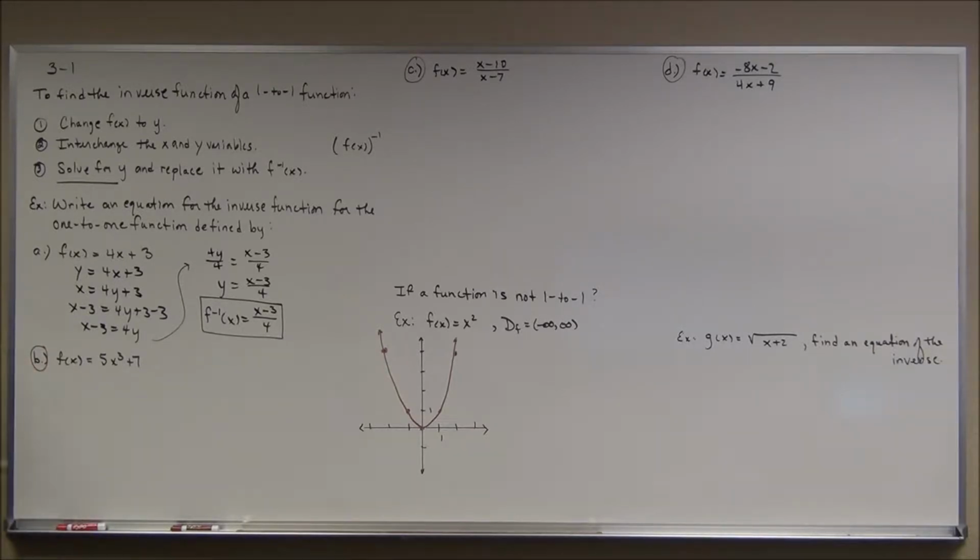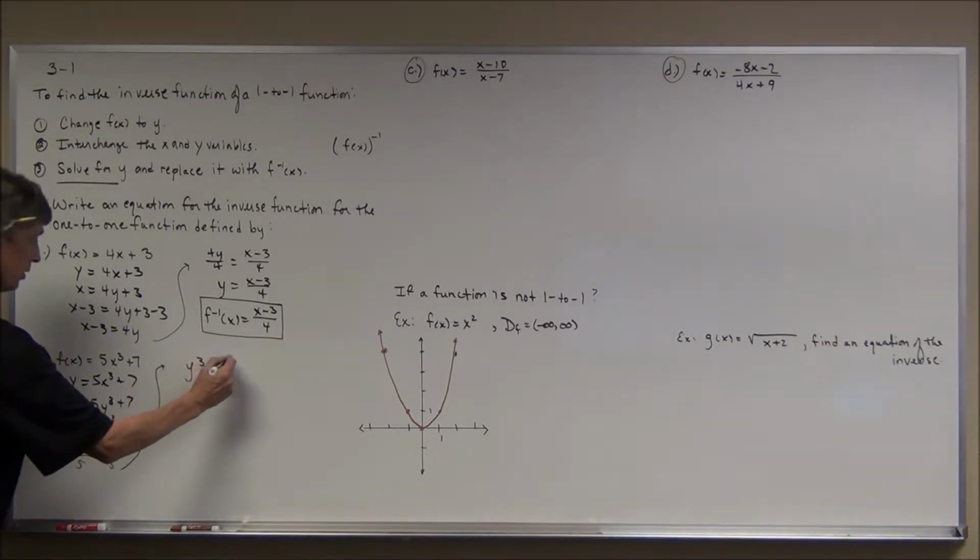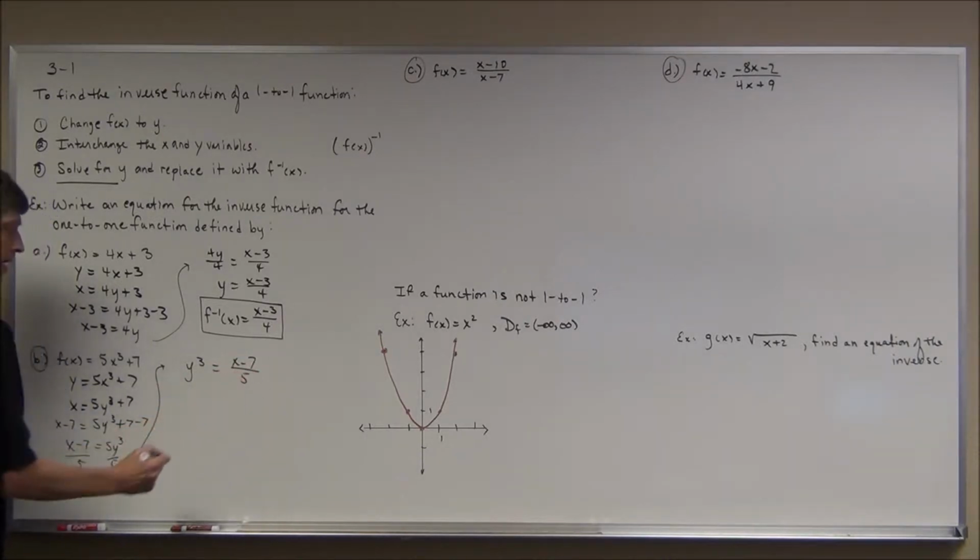Down here, I'm going to replace f of x with y. Same steps as far as what I'm doing here, same overall steps. I'm going to interchange the variables. I'm going to subtract 7 from both sides. I have x minus 7 is equal to 5y to the third. I'm going to divide both sides by 5. I'll bring it up here. I'm going to interchange the sides. I'm going to write y to the third is equal to x minus 7 all over 5.